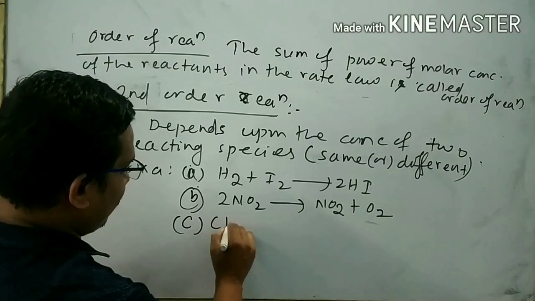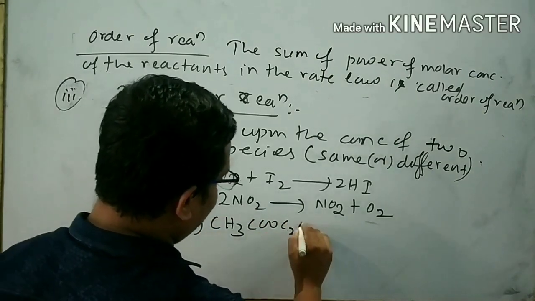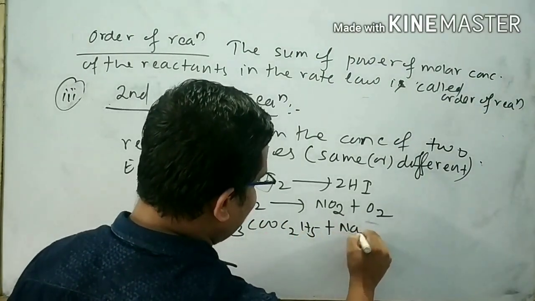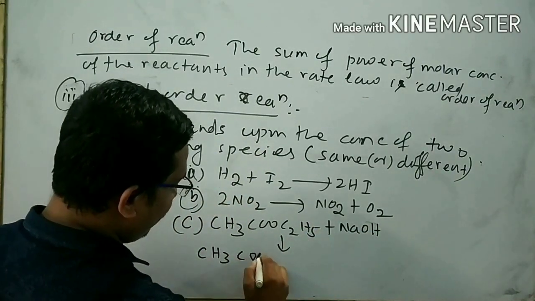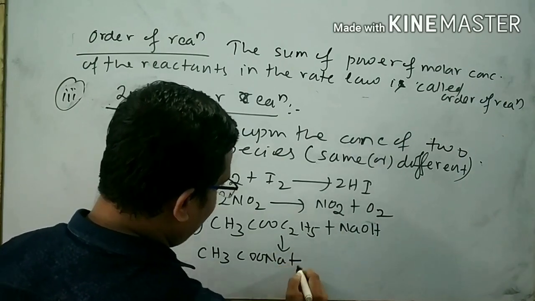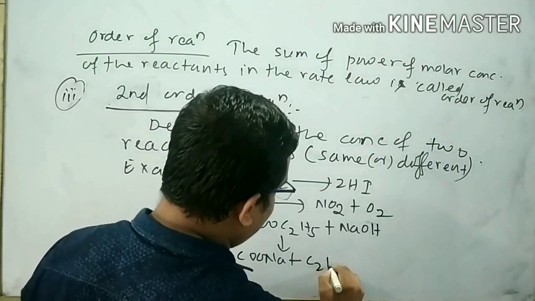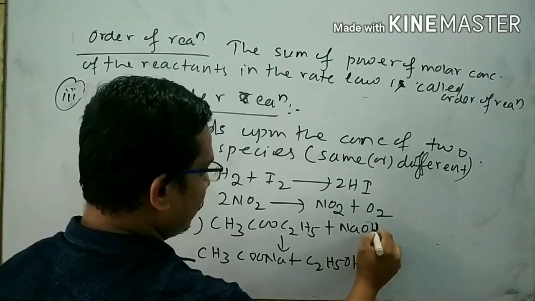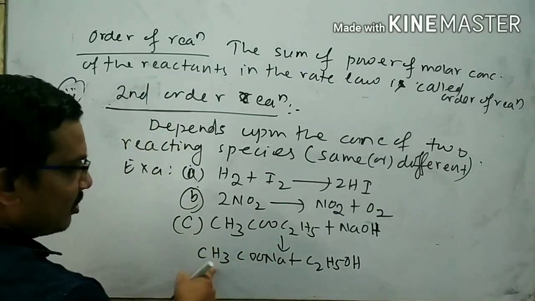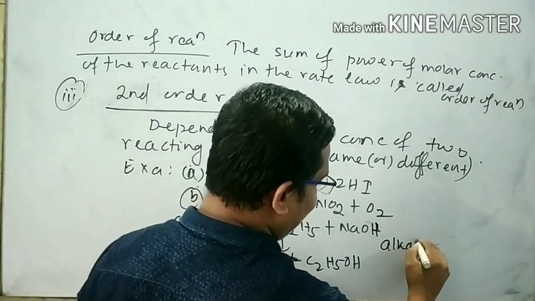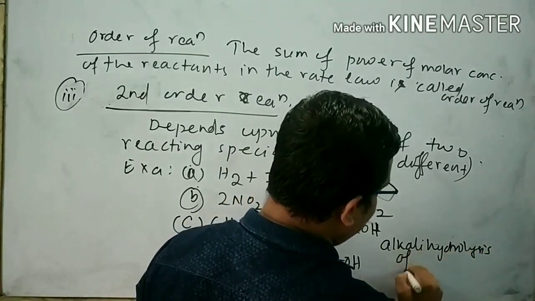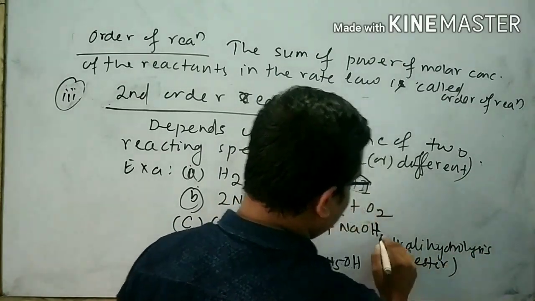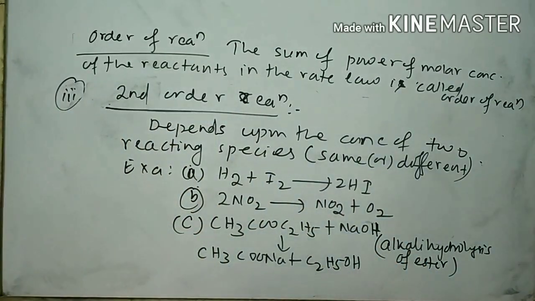The third example is CH3COOC2H5 plus NaOH gives CH3COONa plus C2H5OH. This reaction is called alkali hydrolysis of ester. These are the examples of second order reaction.